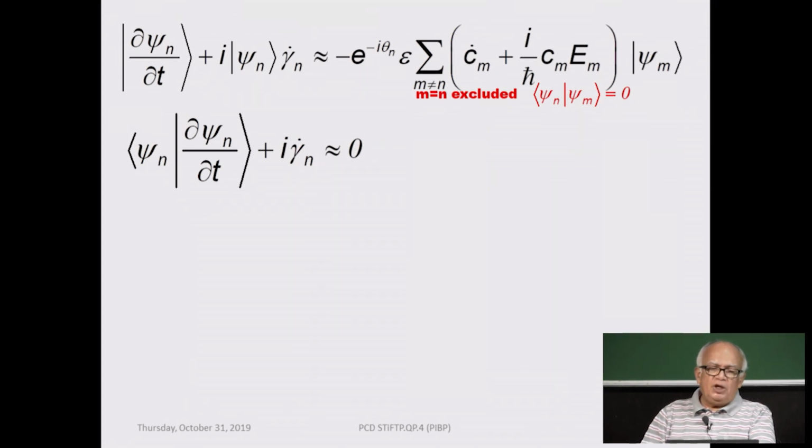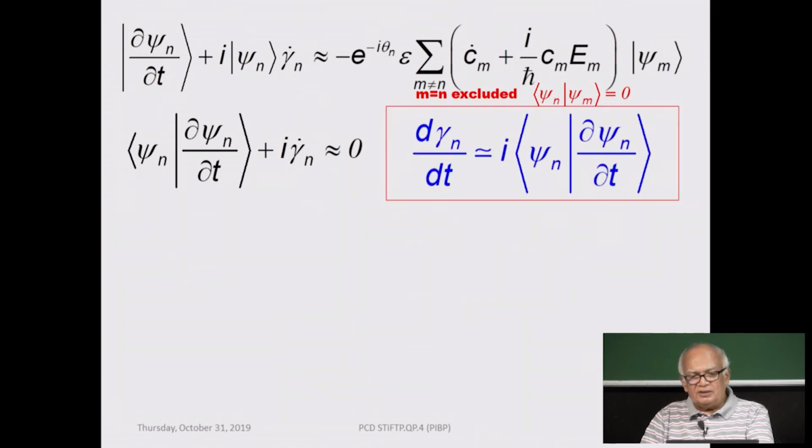So, now you have an equation for d gamma by dt, right. Gamma dot is d gamma by dt. So, let us see what we get for that. So, d gamma by dt is this, because the i comes with a minus sign on the opposite side. Okay.